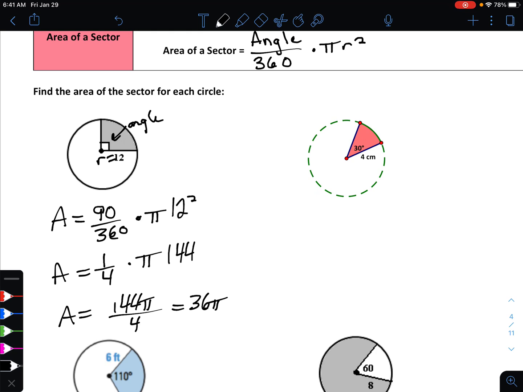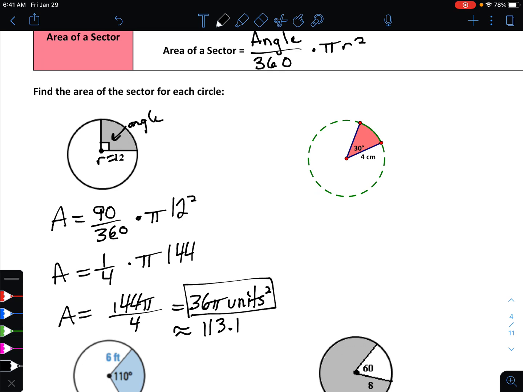Now in this case, there weren't any units. Sometimes you could just write units squared, or in this case, you could just leave it blank. It really doesn't matter. But if you did want to find a decimal approximation, type it into your calculator. It ends up being 113.1.